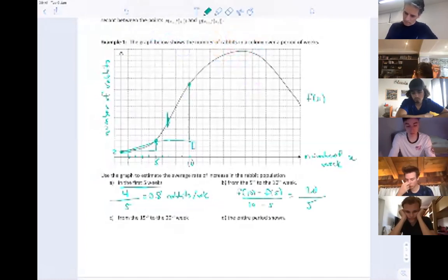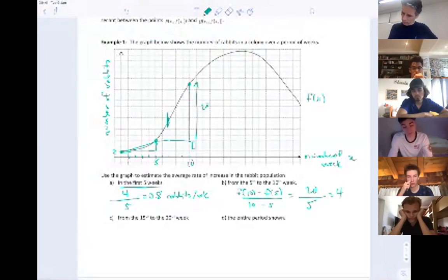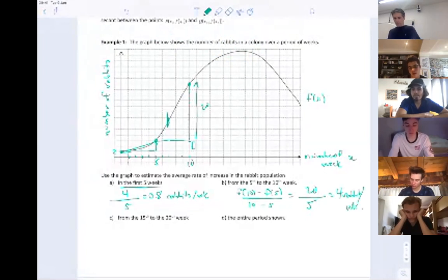So it's 20 up. So 4 rabbits per week. You get it? Okay. From the 15th to the 20th week. So 11, 12, 13, 14, 20.